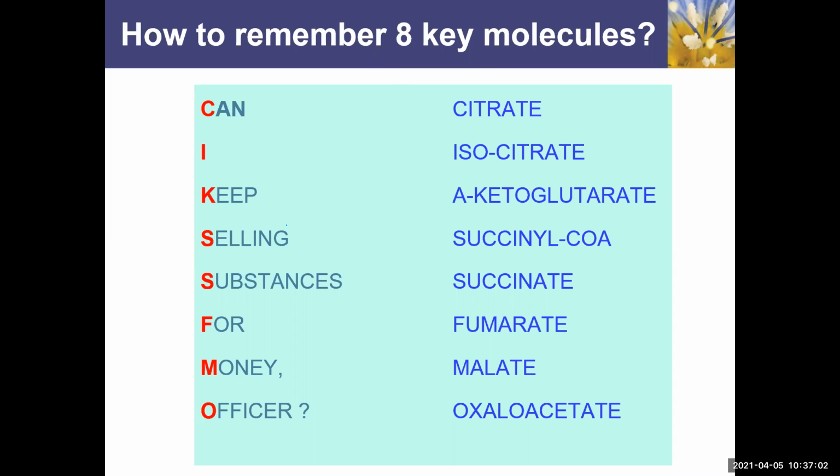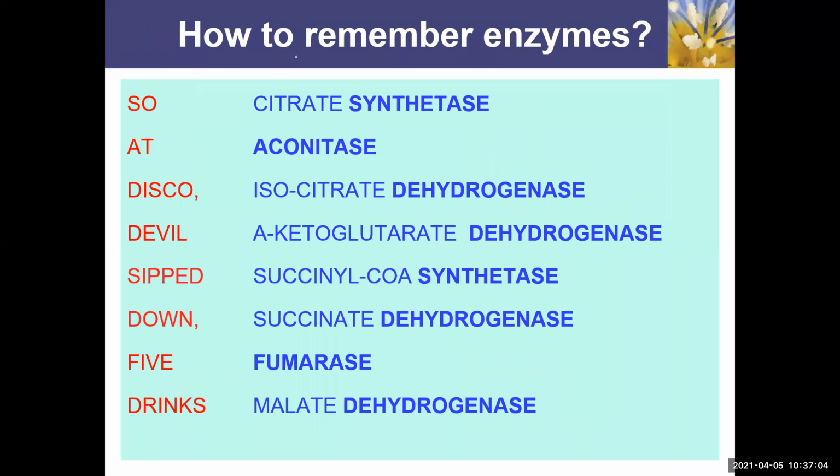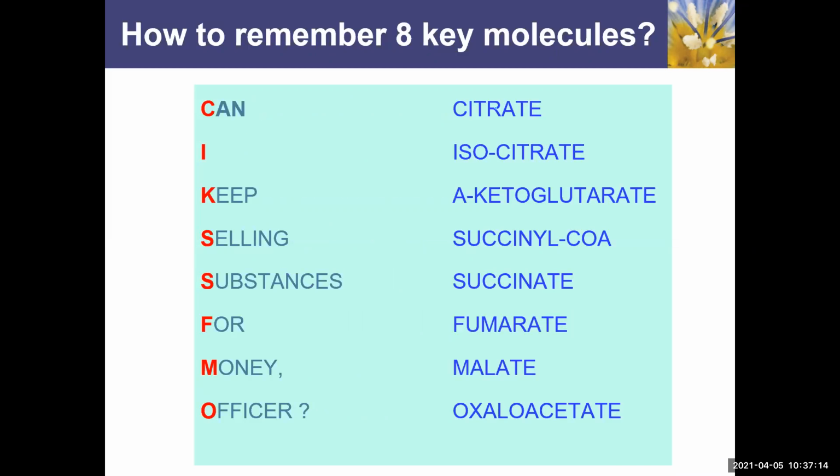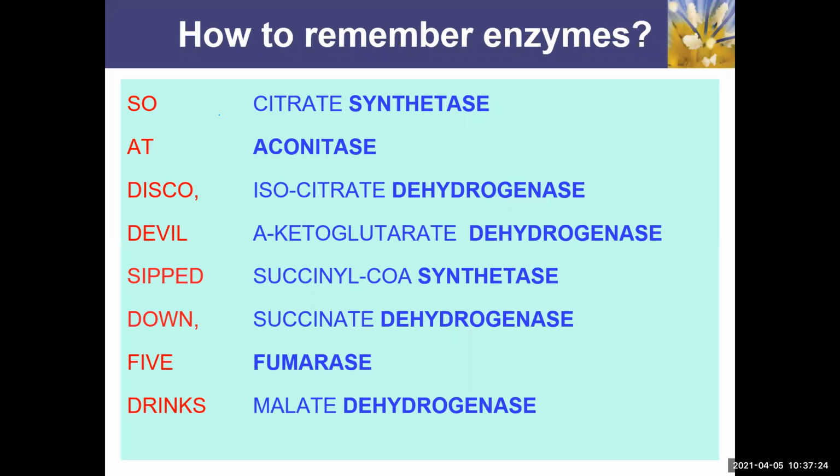Okay. Now, how to remember the enzymes? For the enzymes, the mnemonic is: so at disco devil sip down 5 drinks. If you know the 8 key molecules, if you know that citrate is formed when the oxaloacetate and the acetyl-CoA combine, then you should be able to work it out, because the mnemonic does not talk about the first letter of the first word of the enzyme, right? It basically talks about the enzyme itself.